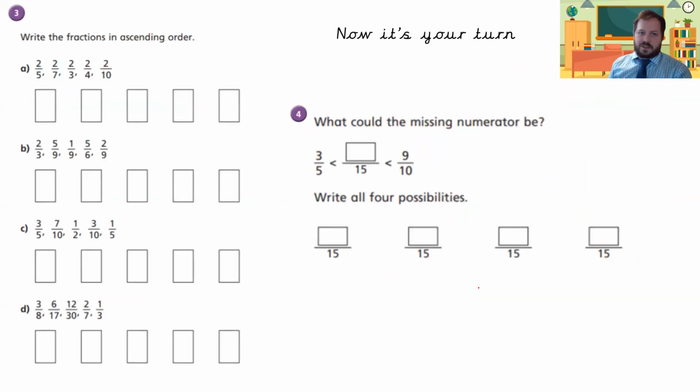Here's some more questions. Fractions in ascending order, which means you start with the smallest and go to the biggest. And then question 4 with what could be the missing numerator. And remember, I've said write all 4 possibilities down, but this is the hardest question there is. So try your best, see how you do. Pause now.